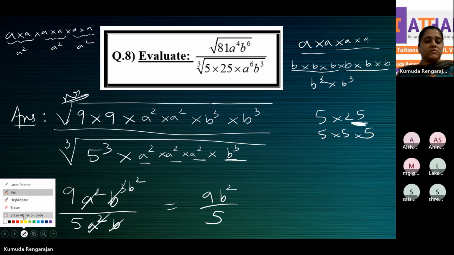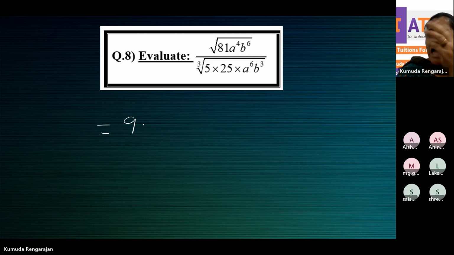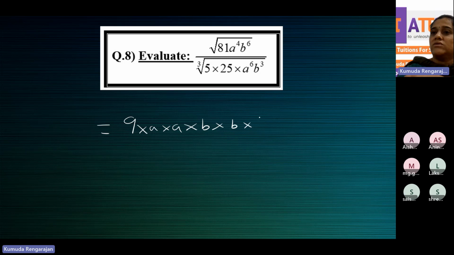See now, I'll show you the answers. Now, if it is MCQ, you don't have to take so much trouble. You don't have to write so much. Square root of 81 is 9. A to the power 4 means 4 a's. Half the number will come out when it is under the square root. 4 a's, 2 a's will come out. 6 b's, 3 b's will come out. Divided by cube root. So from 3, 1 will come out. There are 3 5s because 5 into 25 is 5 into 5 into 5. So 1 5 out.